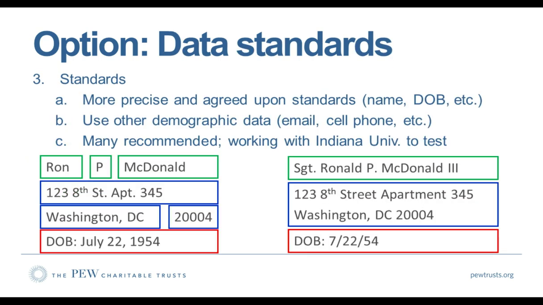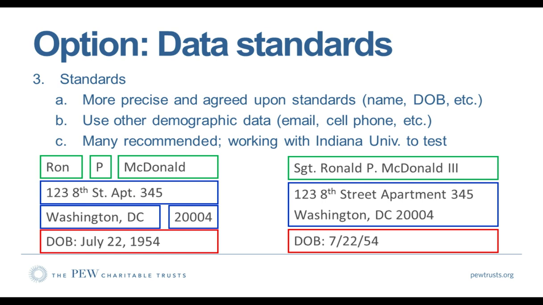The third option is more robust data standards for both how information is coded and what information organizations collect. This is an approach that has been recommended by many organizations, and we're working with Shaun at Indiana University, who will go more into depth on this about how big of an improvement this provides.